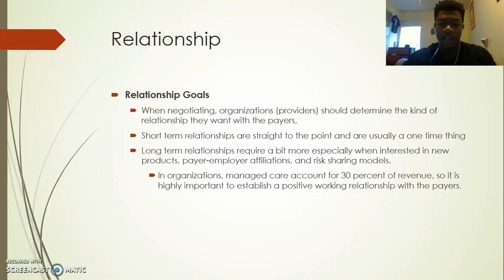Before negotiating, it's important to jot down what you're trying to get from the payer. Short-term relationship, pretty straightforward. You have the product in hand. You just want to buy the product one time and move on. However, it's ideal to have a long-term relationship, and that requires a little bit more work. What you get from it is, especially when you're interested in new products, employer affiliations, and risk sharing models.